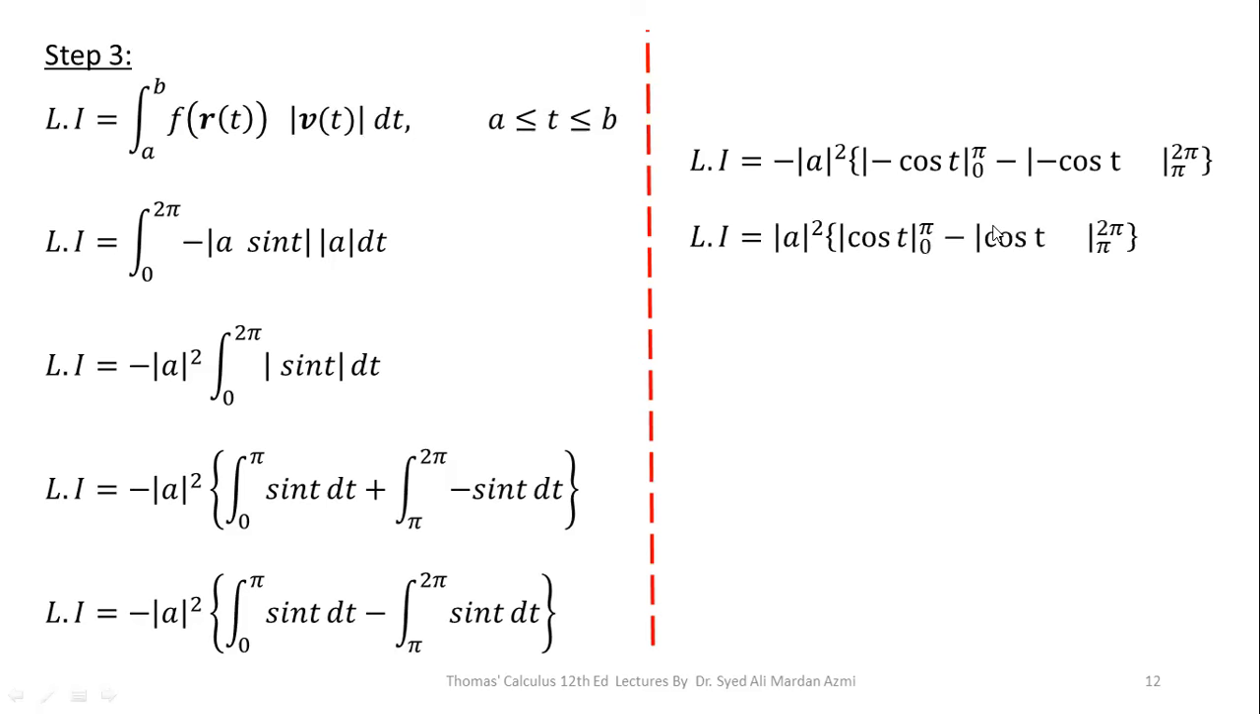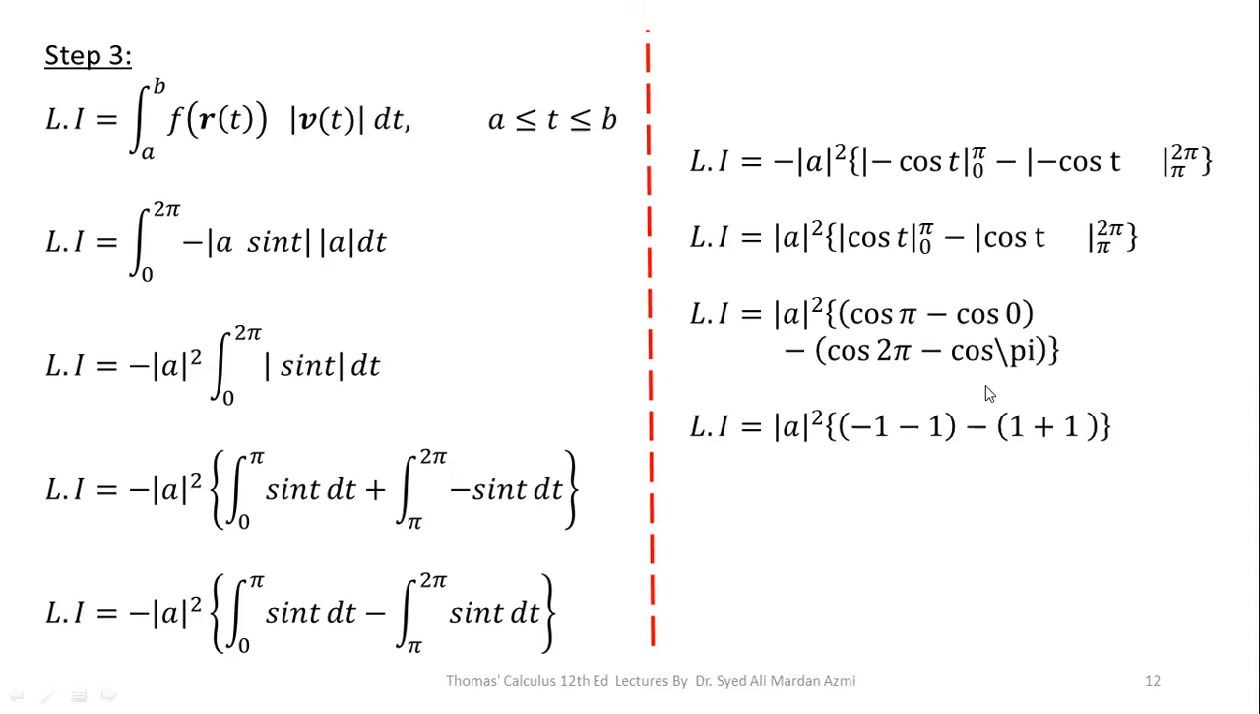In the next step, applying the limits and after making the simplification, we got cos of pi minus cos of 0 minus cos of 2 pi minus cos of pi. Now the value of cos of pi is minus 1, the value of cos of 0 is 1, the value of cos of 2 pi is 1, and the value of cos of pi is minus 1. So after making the simplification, we get our answer as a mod square into minus 2 into minus 2. So minus 2 times 2 is minus 4. So our answer is minus 4 a mod square.